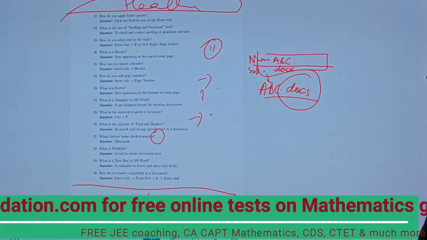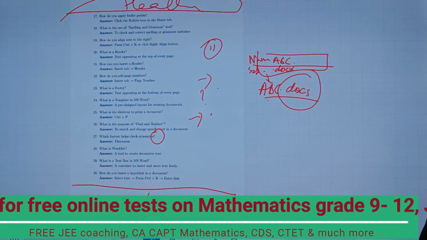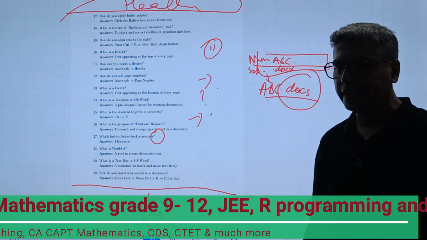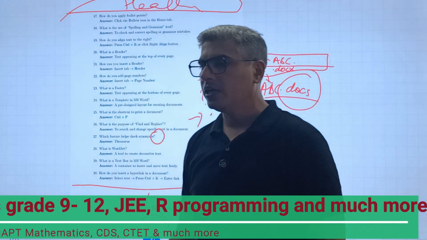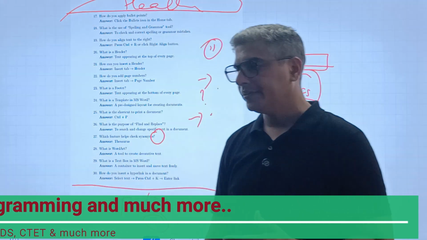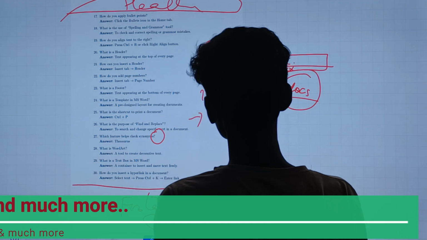Which feature helps check synonyms? Answer: thesaurus. थिसारस बेसिकली क्या, डिक्शनरी है ये ऑनलाइन, राइट। सिनोनिम आपने पूछना है, आप वर्ड को हाईलाइट करोगे, आप पूछ लोगे भाई इसका वर्ड मीनिंग क्या है, सिनोनिम क्या है, राइट। नेक्स्ट। What is word art?